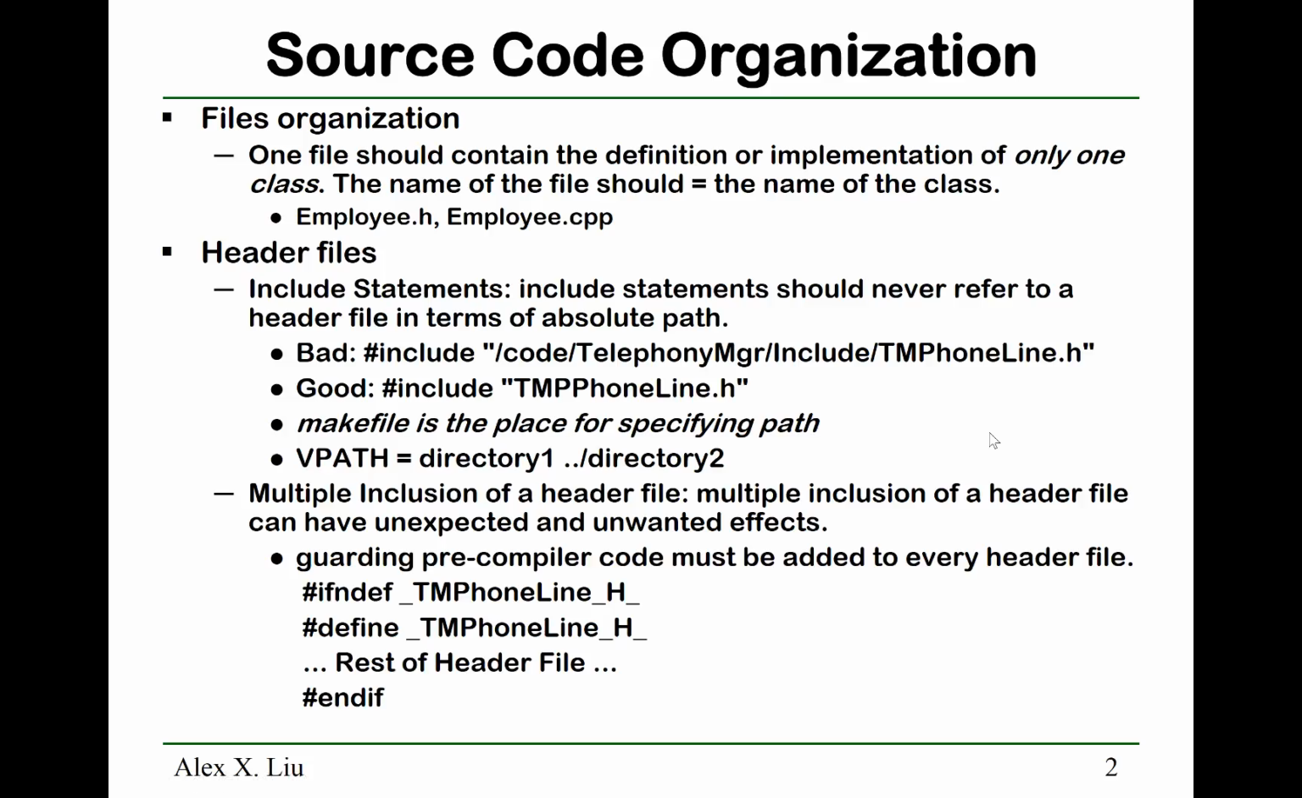First, source code organization. For files, one file should contain the definition and/or implementation of only one class. Also, the name of the file should be equal to the name of the class. For example, you may have an Employee class. You can put the interface in the employee.h file and put the implementation of the member functions in employee.cpp. Typically the .h files are designed by the architect, and the .cpp files are implemented by the programmers.